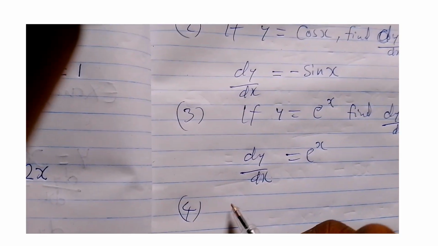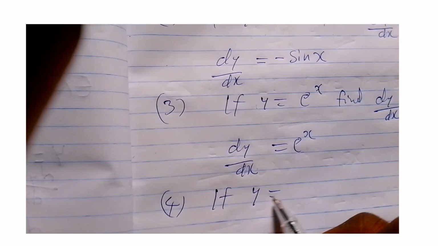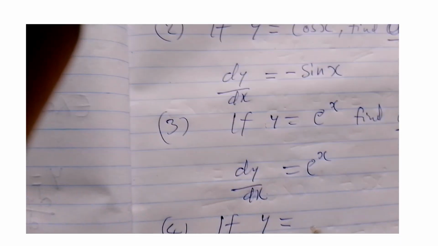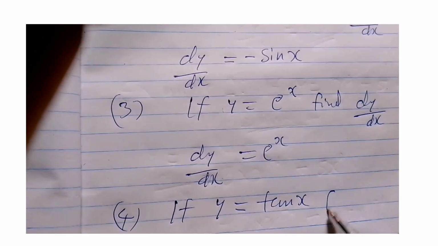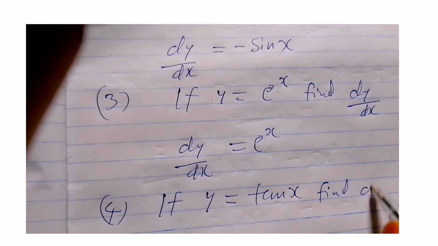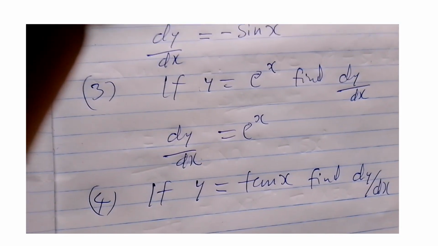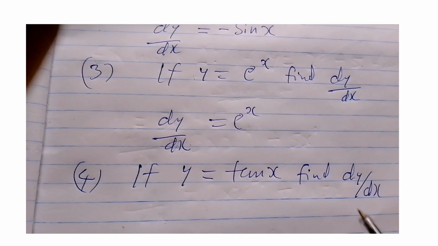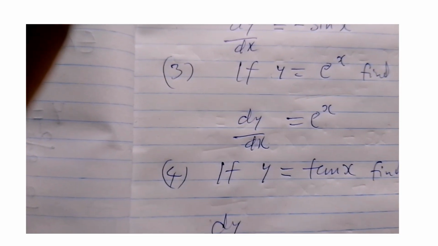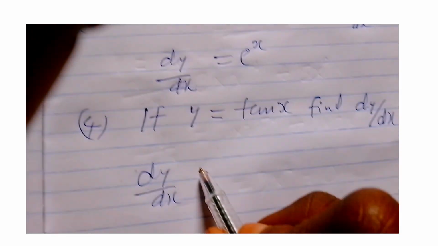So if y equals tan x, they say you should find dy over dx. If y equals tan x, find dy over dx. For us to find dy over dx of tan x, our dy over dx of tan x is going to give us what?